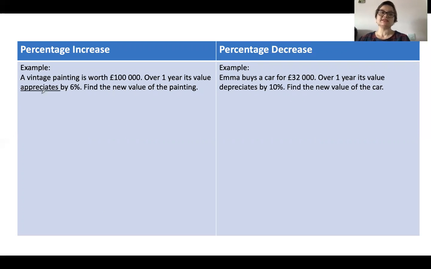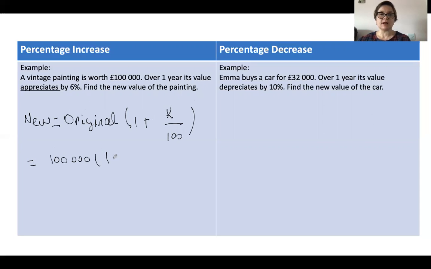The first one says a vintage painting is worth 100,000 pounds. Over 1 year, its value appreciates by 6%. By appreciation, we mean the value is going to grow. So find the new value of the painting. I'm going to write again, new value, the latest value, equals original value. It's always good to write the formula as it is, because it reminds you of what to substitute. And then in brackets, we have 1 plus r over 100. Close the bracket.